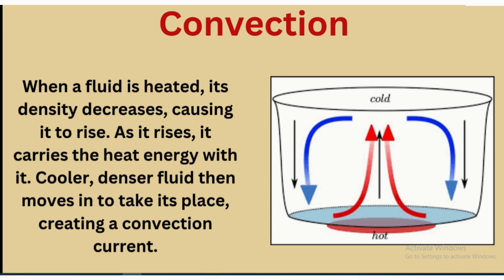As it rises, right, it carries the heat energy with it. So it rises and carries almost all of the heat energy with it. When it cools down, the denser fluid then moves in to take its place. During this cyclic process, it creates a convection current. So this is the basic mechanism of convection. We can easily relate it with the definition that during the increase and decrease of density, the convection current is created and it produces some of the energy in your object.